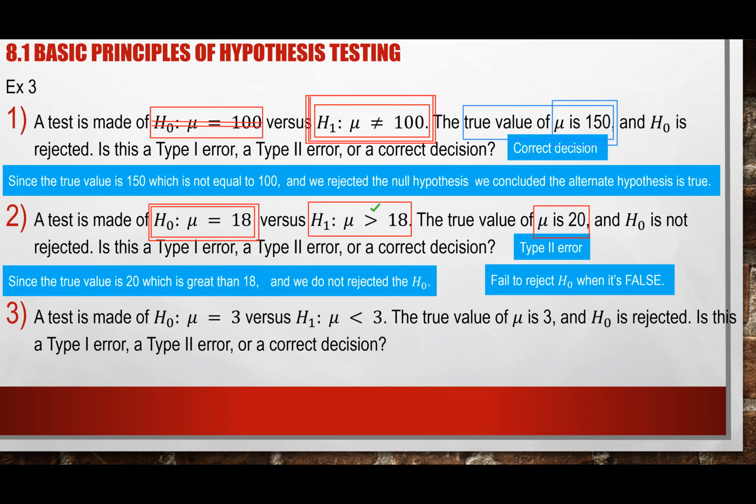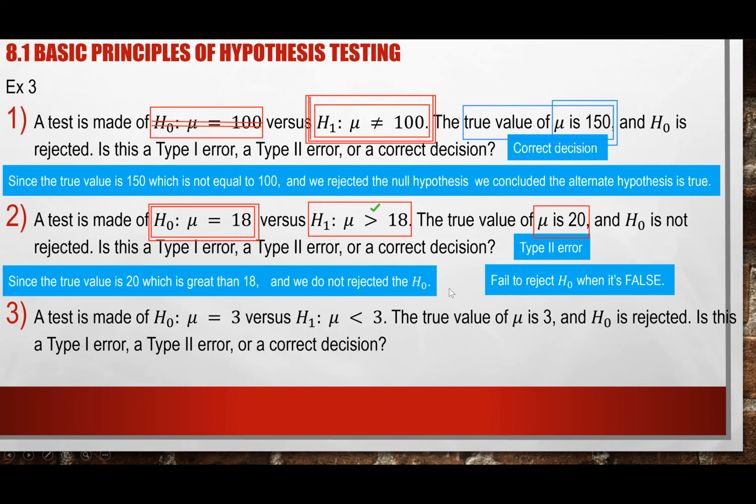Okay, so again, looking at this, that's the idea of type 1 and type 2 error. Type 1 error is when H naught is true, but you throw it away. Type 2 error is when H naught is false, but you did not throw it away. You do not reject it. So that's type 2, which in this case is type 2.